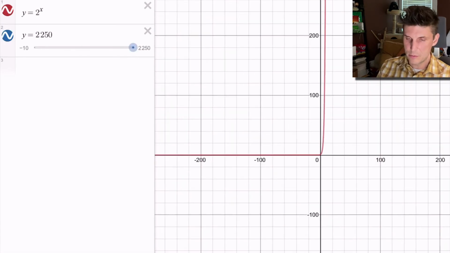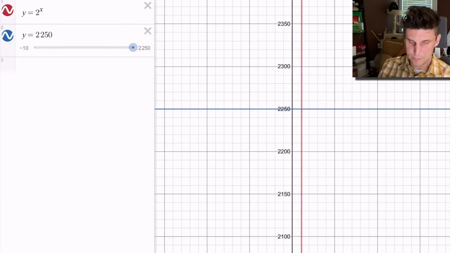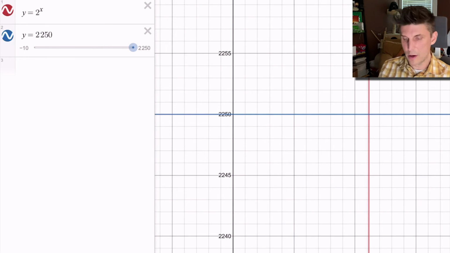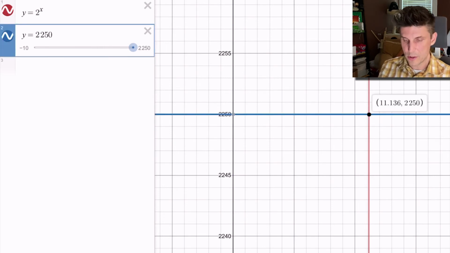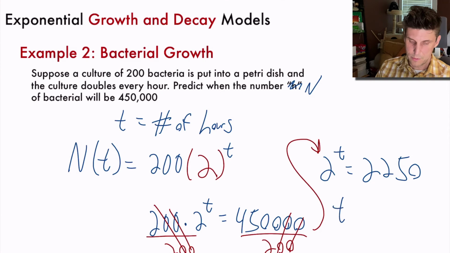So let's just pan out. It's got to get all the way up there. There's that blue line, that's my other function. So now where these two functions intersect will be our answer. So when t is equal to 11.136, that's when our population should be there.